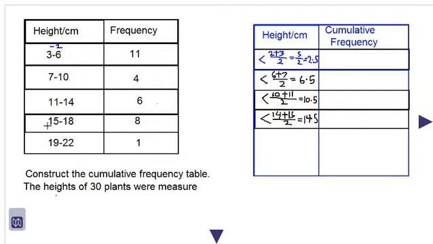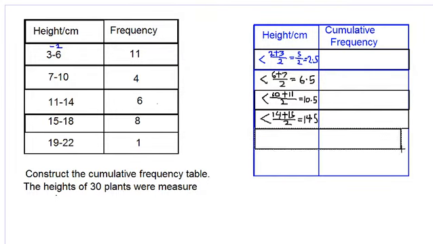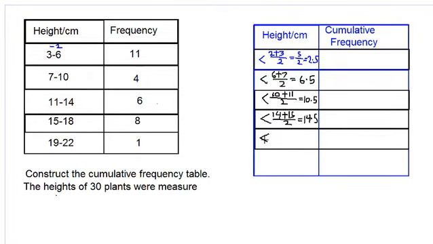Okay, let us deal with the class 15 to 18 now. So we add 18 and 19 and divide by 2. So we have 18 plus 19 over 2, which is 18.5.